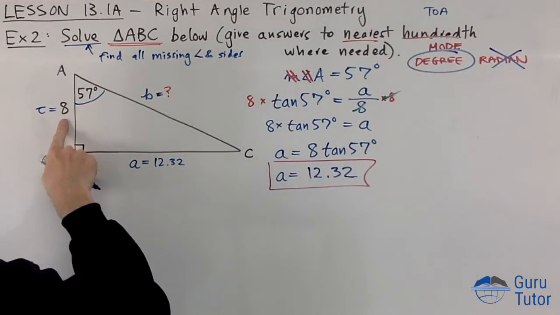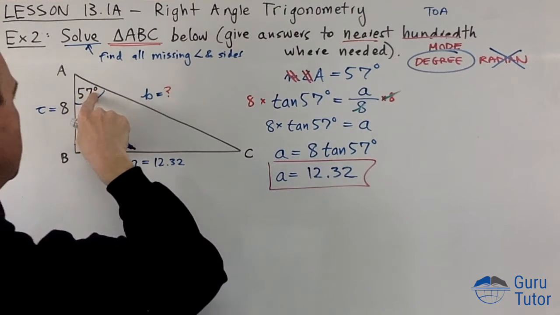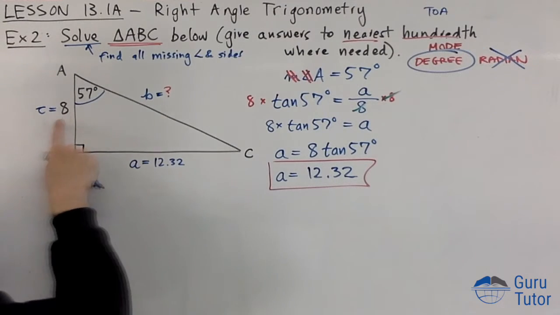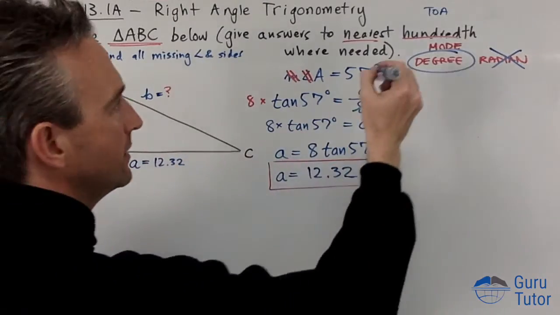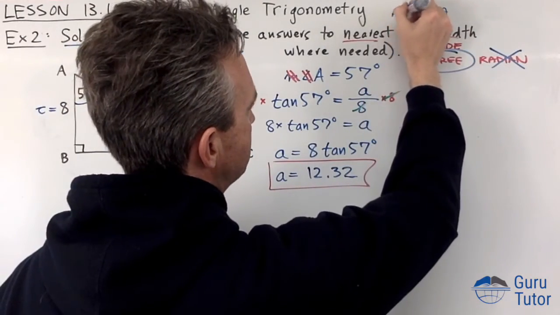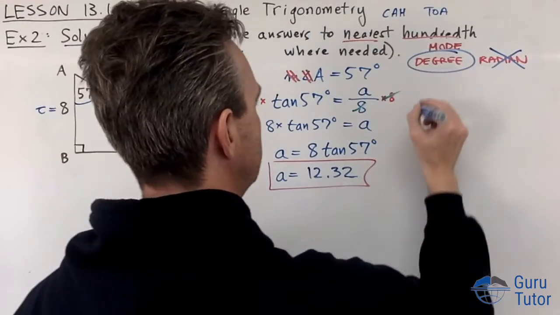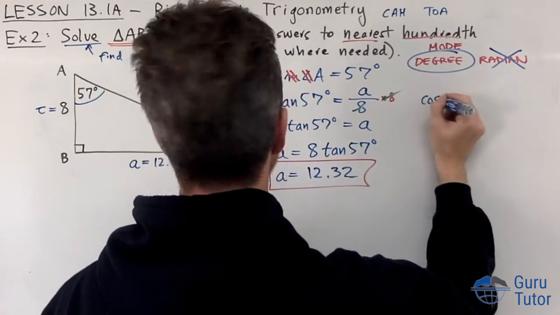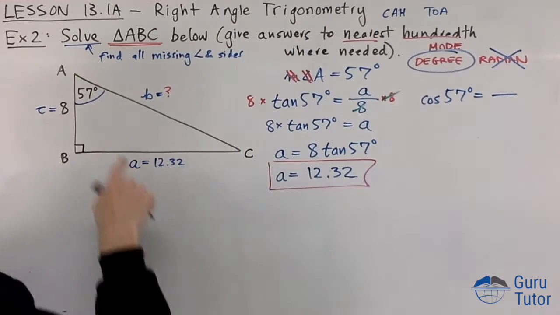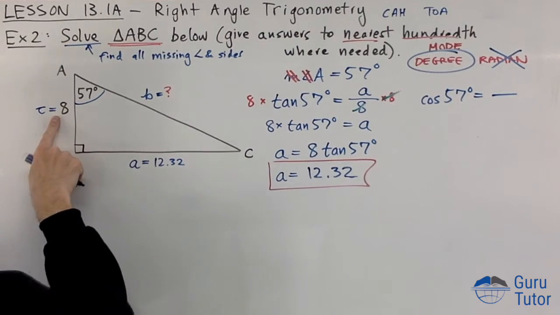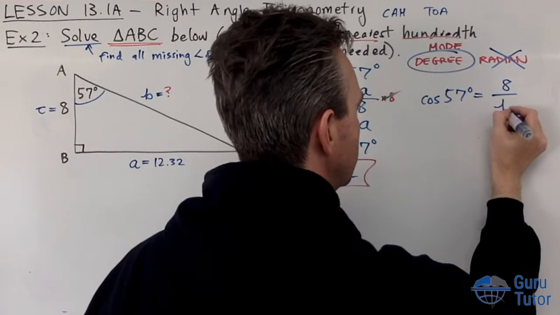I might stick with this value because it's a nice round number. So I've got my angle again, and I've also got adjacent. And now the hypotenuse is also involved. So what's the adjacent and hypotenuse one? Adjacent and hypotenuse was cosine, SOH-CAH-TOA. So now I'm going to do cos 57 degrees equals what over what? Cos 57 is adjacent, 8, over hypotenuse B, which is unknown.